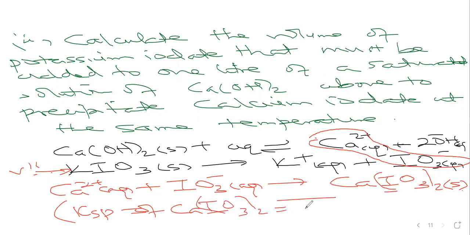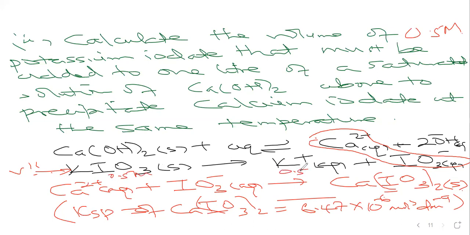It must be given as 6.747 times 10 per negative 6 mole cubed dm negative 9. Actually, the concentration of this must be given. I forgot. Let me give it as 0.5 molar. Concentration of potassium iodate 0.5 molar. So that implies you have 0.5 molar concentration of iodate ions. That's what you should be given.